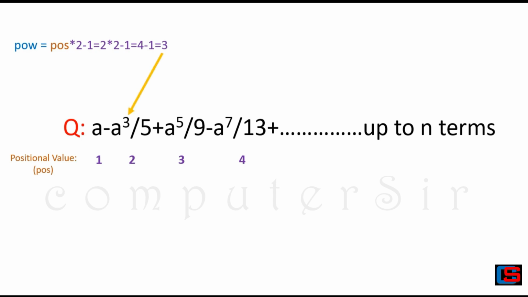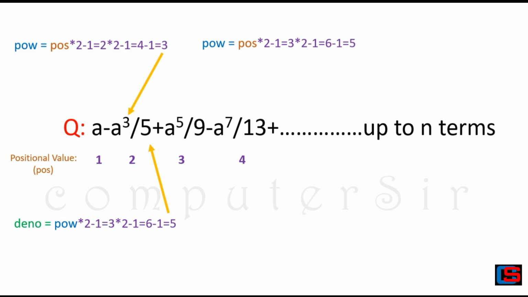Let's see. For the denominator, the power value for this positional value is multiplied by 2. The power value generated here is 3, and 3 is multiplied by 2 and again subtracted by 1, so 6 minus 1 becomes 5. So this 5 represents this 5. The same way the third term is also generated. The power value is positional value into 2 minus 1, so here the positional value is 3, so 3 into 2 minus 1 becomes 6 minus 1 equals 5.